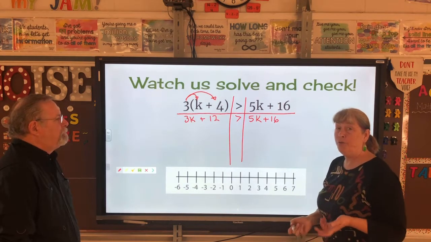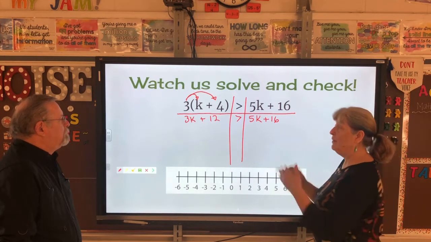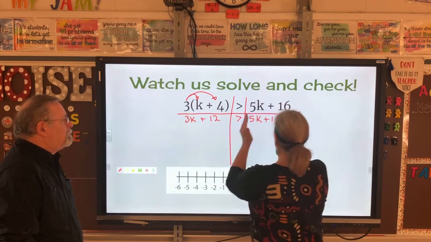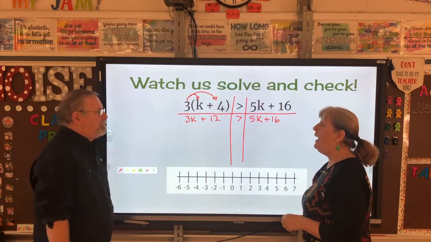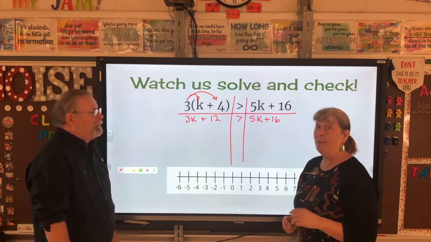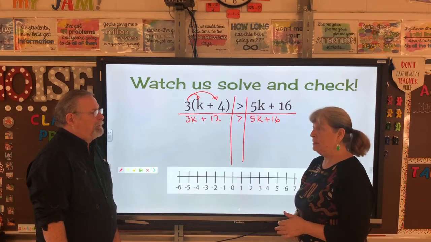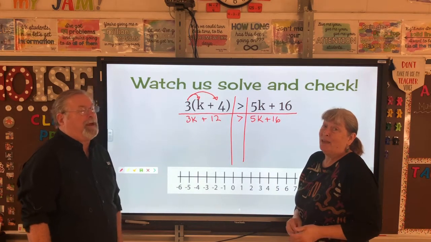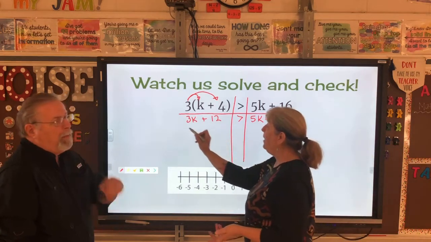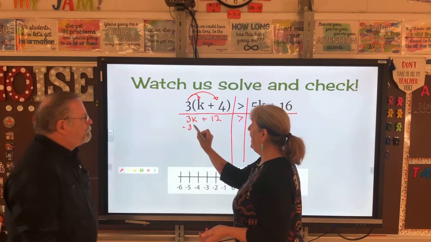Excellent. I'm now going to look for combining and simplifying like terms on the same side. None. Now I've got to move a variable. There is a variable to move. I always pick the smaller variable to move because we like positive numbers rather than negative numbers. So I would take away 3k from both sides.